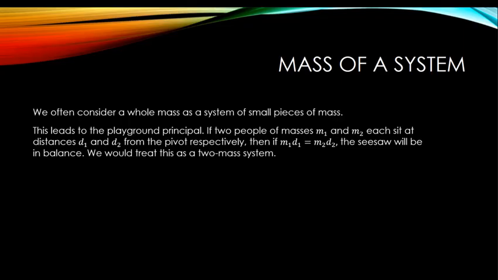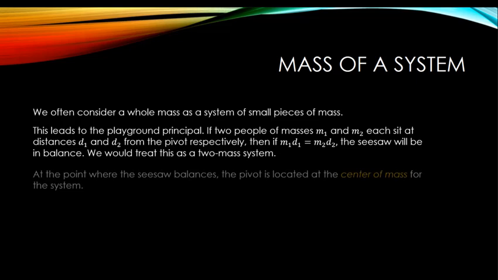If two people of masses m sub 1 and m sub 2 each sit at distances d sub 1 and d sub 2 respectively from the pivot of a seesaw, then if m sub 1 d sub 1 is equal to m sub 2 d sub 2, the seesaw will be in balance. And we could treat this as what I call a two-mass system. The point where the pivot is located, where the seesaw balances, is called the center of mass for the system.